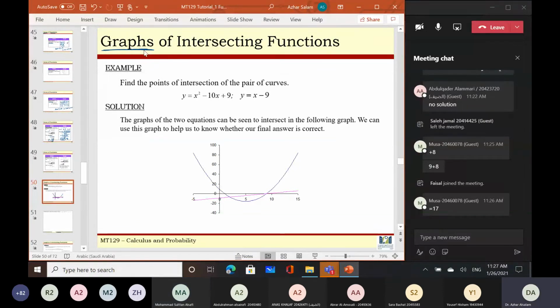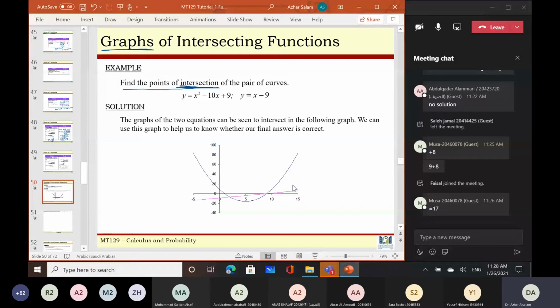Okay, graphs of intersection functions. If I have a question, find the point of intersection. Intersection means intersection. Find the point of intersection of the pairs of curves. When I give you two curves, or two functions, and I ask you to find the point of intersection. Okay? How to find the point of intersection?